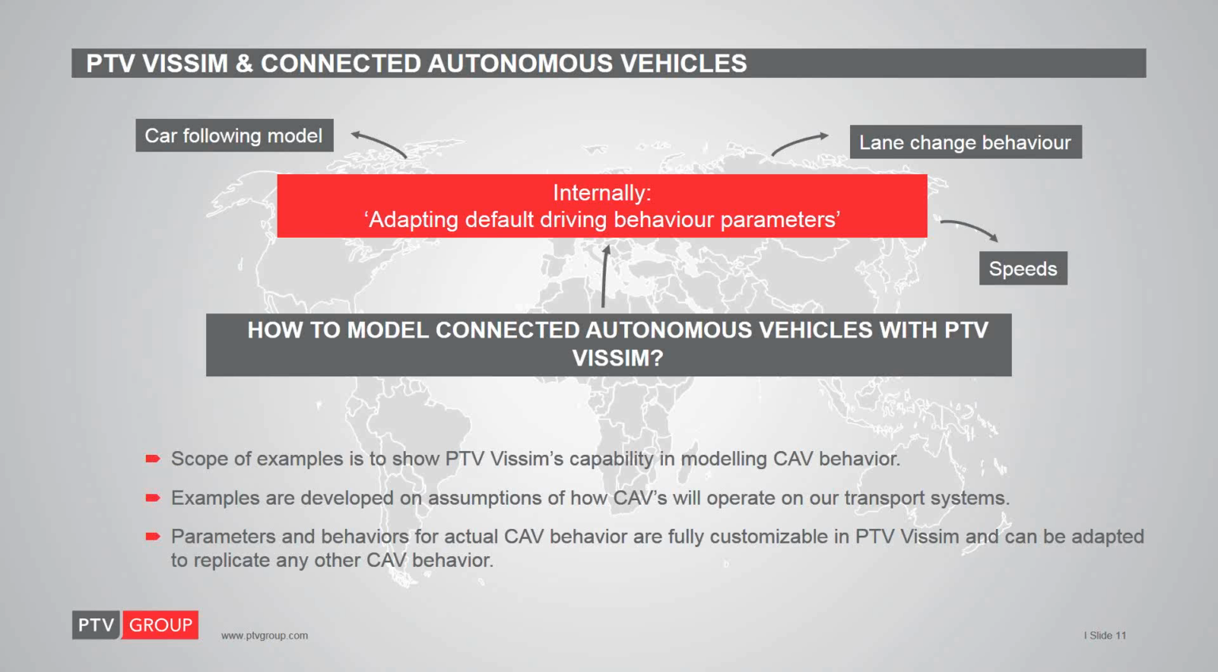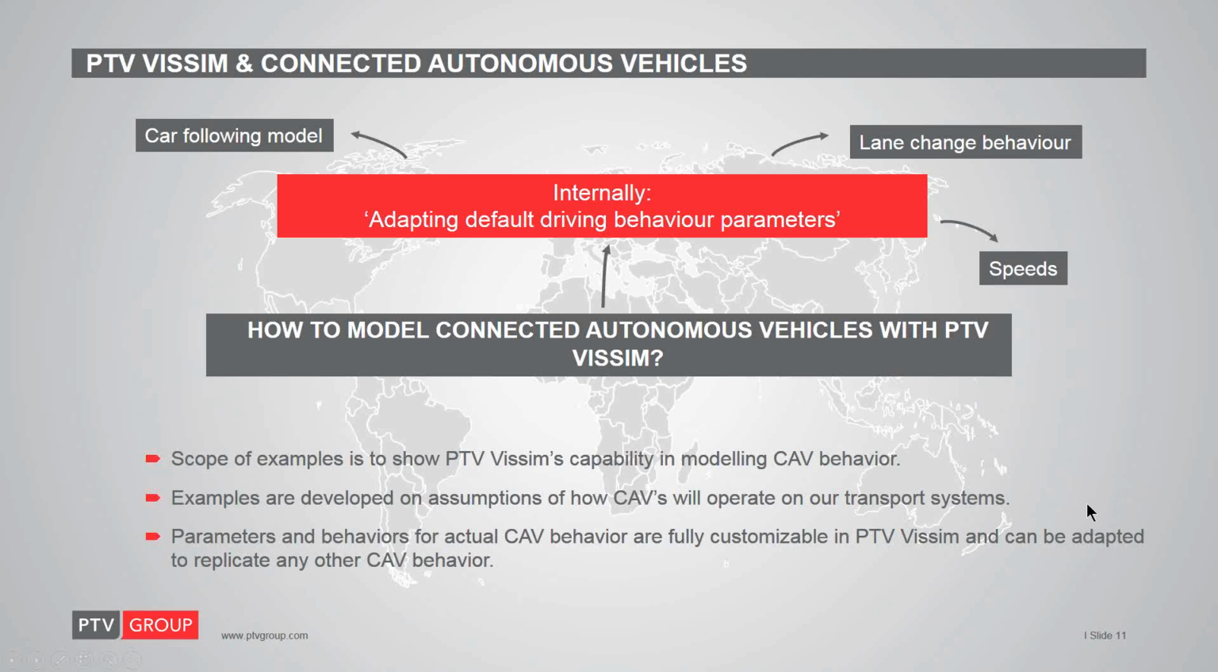Now, the scope of the examples that we're showing is really to demonstrate what the capability of modelling CAV behaviour is within Vissim. We've developed these examples on our own assumptions of how CAVs will operate, but clearly the detailed kind of parameters and behaviours for the actual CAV behaviour are going to be fully customizable in Vissim. So if you have your own knowledge of how CAVs will drive, you can adapt and actually model that to a high level of detail. So what we're providing really is just an example based on our own assumptions to demonstrate that functionality that we have within PTV Vissim.